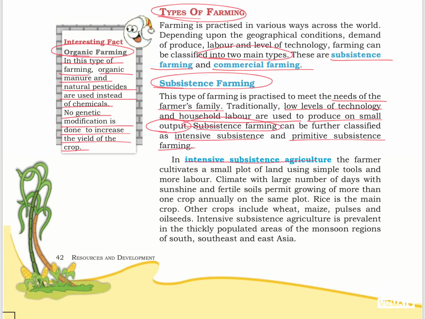So in intensive subsistence agriculture, the farmer cultivates a small plot of land using simple tools and more labor. Rice is the main crop. Other crops include wheat, maize, pulses and oilseeds. Intensive subsistence agriculture is prevalent in thickly populated areas of the monsoon regions of South, Southeast and East Asia.